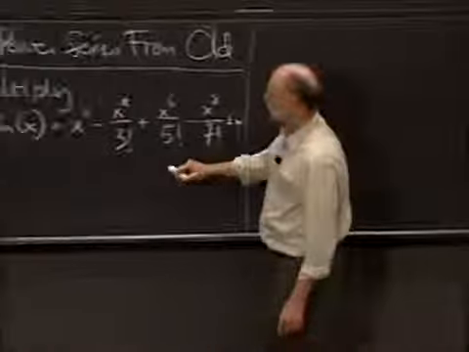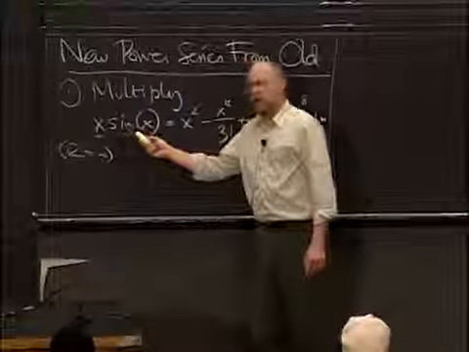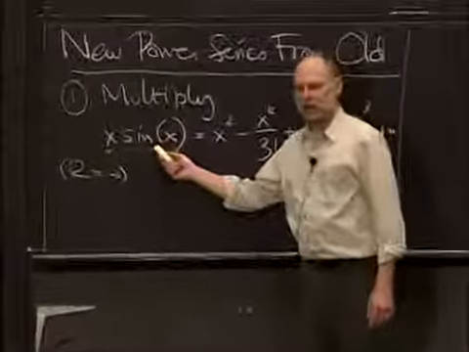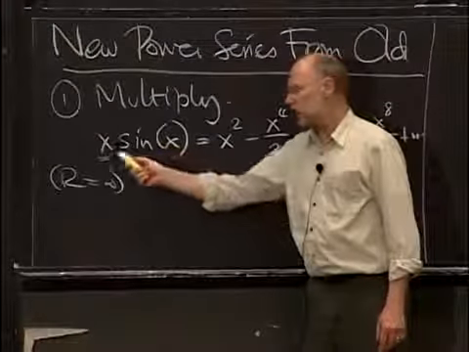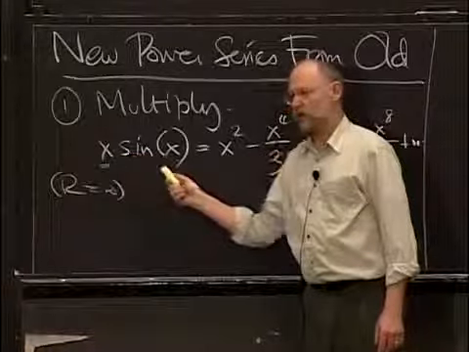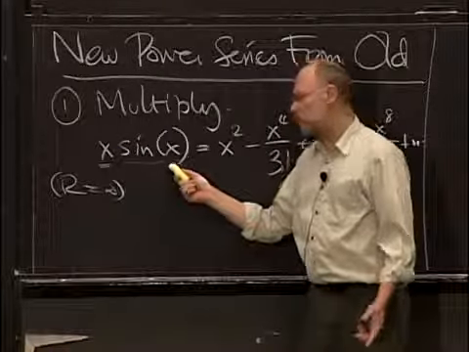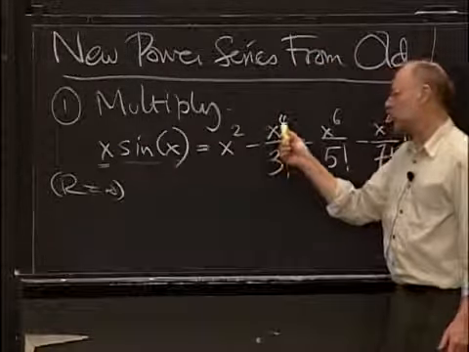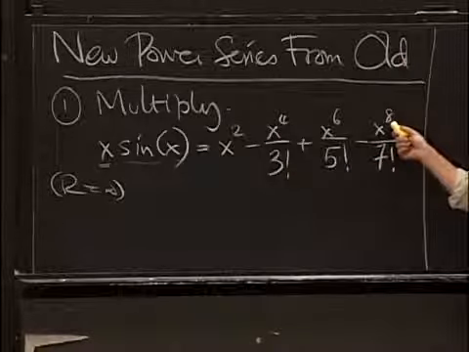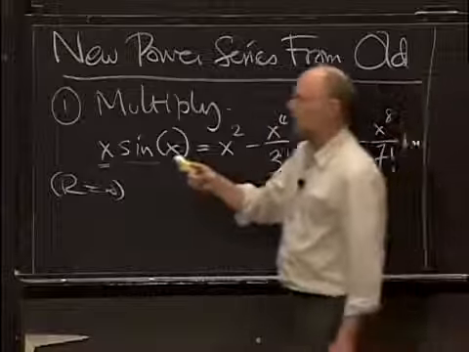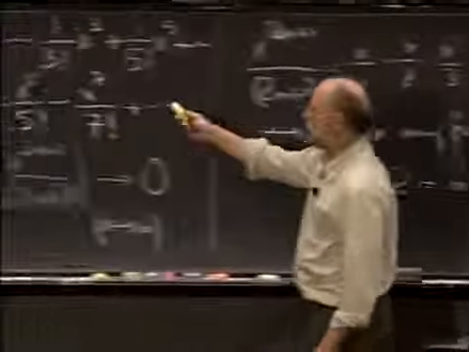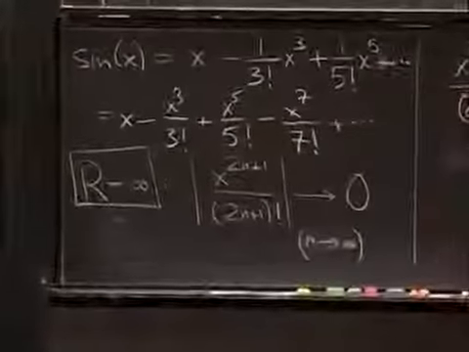Notice something, by the way. This is an even function. Do you know about even and odd functions? So sine is an odd function. X is an odd function. The product of two odd functions is an even function. And that's reflected in the fact that all the powers that occur in the power series are even. For an odd function like the sine, all the powers that occur are odd powers of x. That's always true.